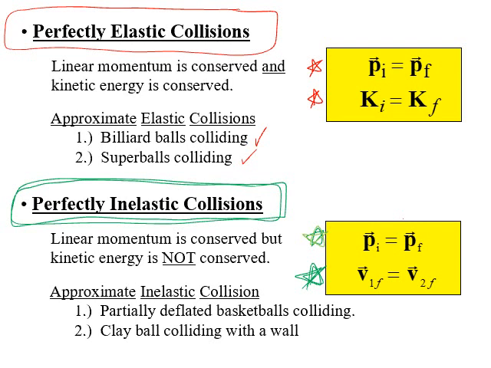Examples of perfectly inelastic collisions would be perfectly deflated basketballs colliding, or a clay ball colliding with a wall. That is certainly going to just stick together. Anything where the objects would hit and stick. And again, what we'd really like for our automobile collisions is a perfectly inelastic collision. That's what the engineers are shooting for with car collisions.